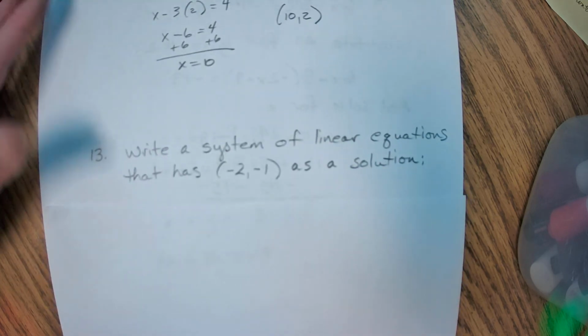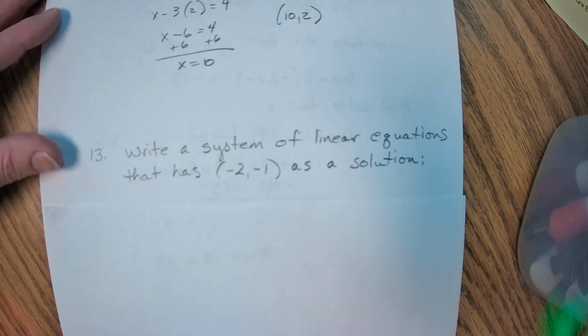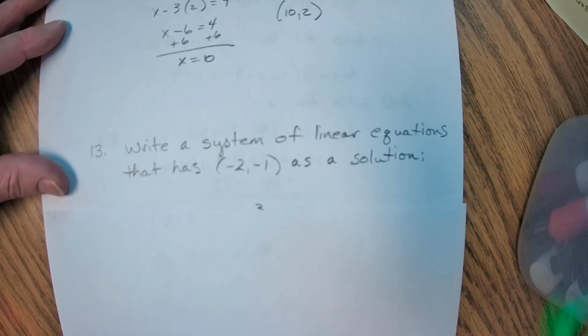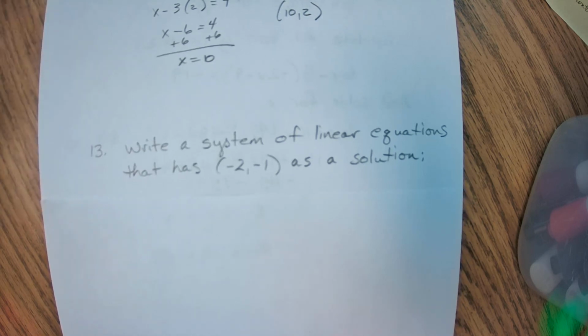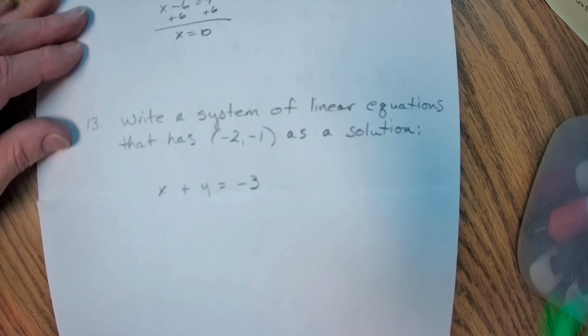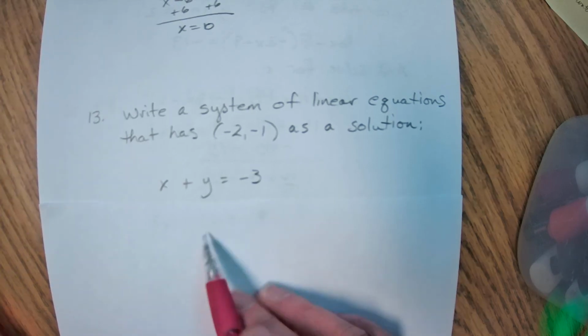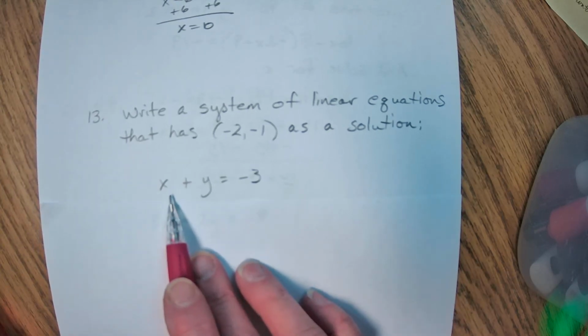Number 13 is a little different. It says write a system of linear equations that has negative 2 and negative 1 as a solution. Well, as you can imagine, there are infinite possibilities. I just threw this together.